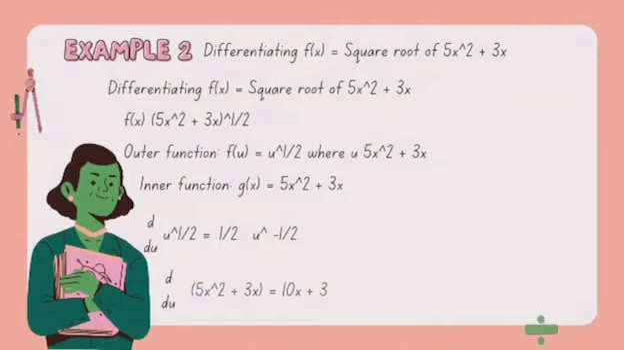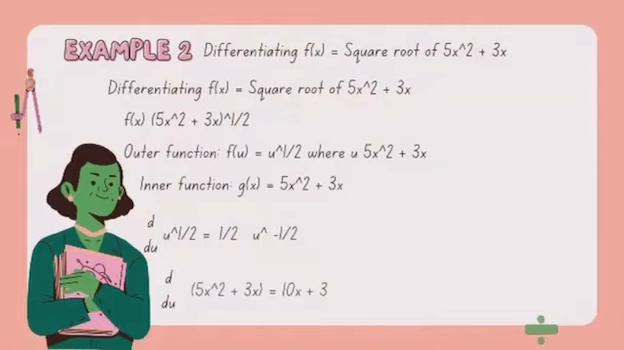Step 4. Apply the chain rule. F prime of x equals 1/2 times (5x squared plus 3x) to the power of negative 1/2 multiplied by (10x plus 3). We put everything together. We take the derivative of the outer function with the inner function plugged back in and multiply it by the derivative of the inner function.